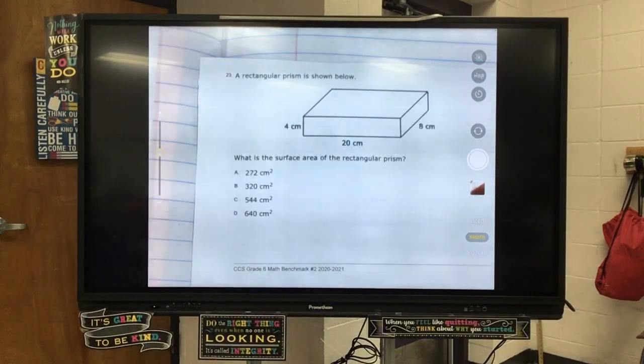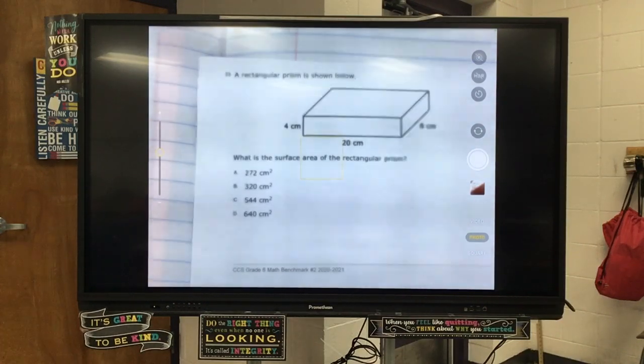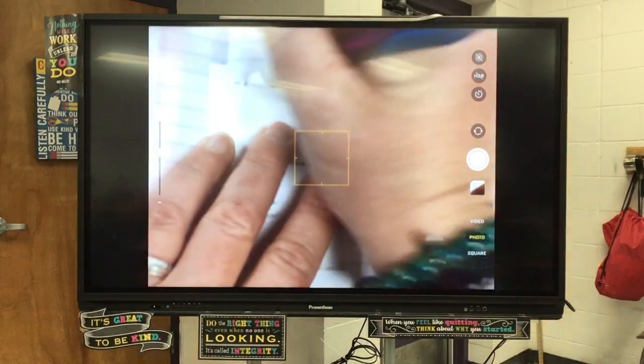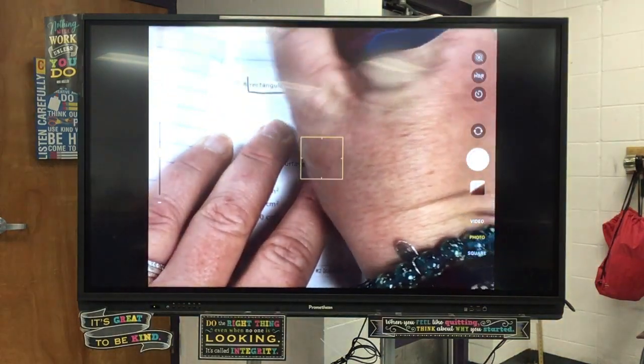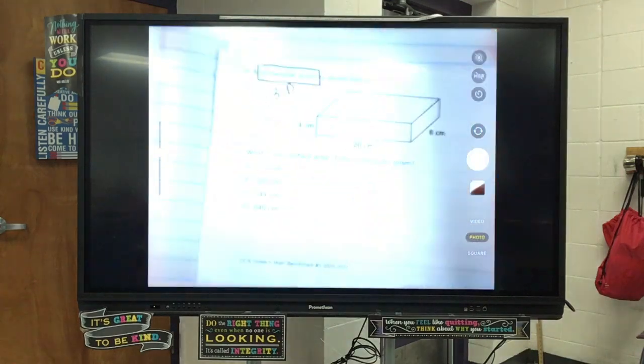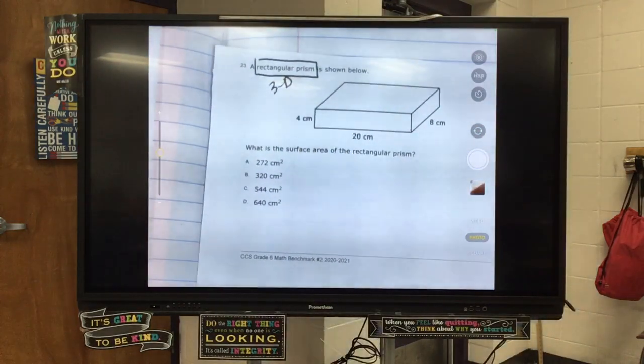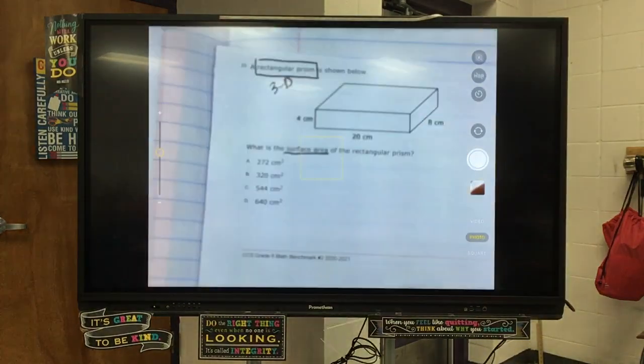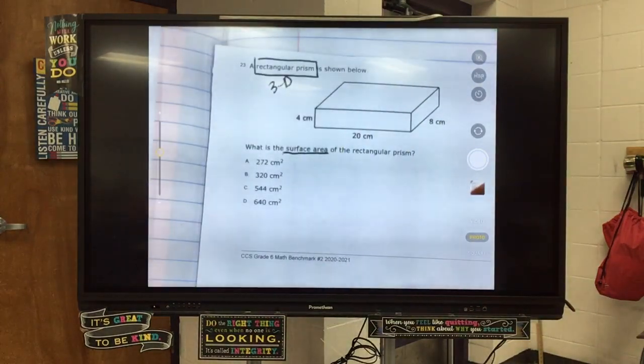Okay, so we're gonna go ahead and go over this problem. It says a rectangular prism is shown below. What is the surface area of the rectangular prism? What's important in this question? Gabby? Letting us know that it's a rectangular prism, because we know we're dealing with a 3D shape. All right, what else is important? Surface area, because it's telling us what we're gonna be finding. And then the last thing.